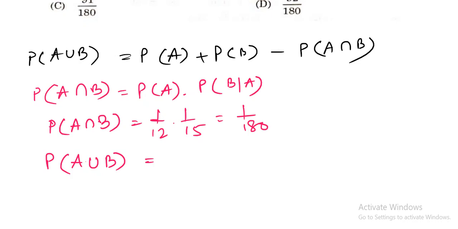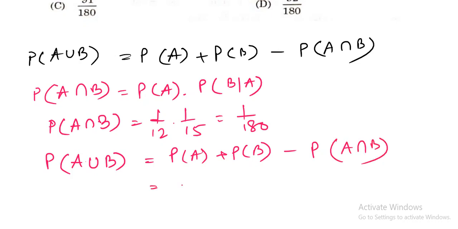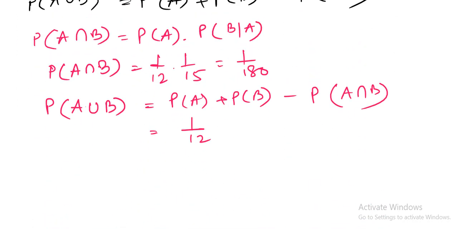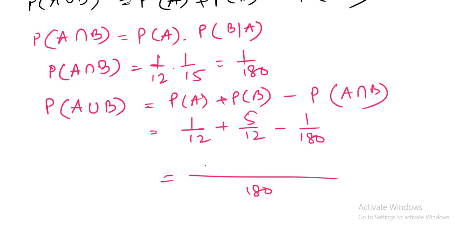So after putting this value, probability of A union B equals probability of A plus probability of B minus probability of A intersection B. Probability of A is 1 by 12 and the value of probability B is 5 by 12, minus 1 by 180. So taking the LCM, the denominator is 180. After calculating the numerator, 15 plus 75 minus 1, that is 90 minus 1, 89 by 180.